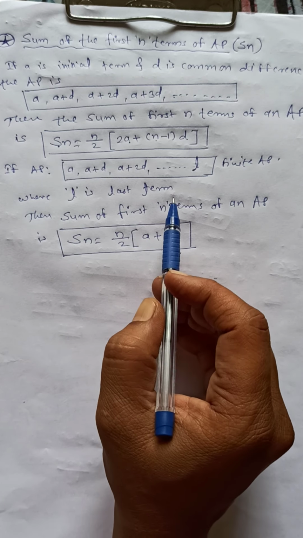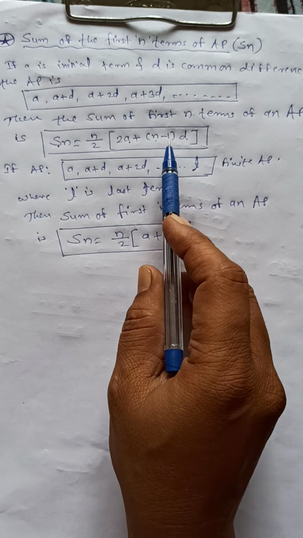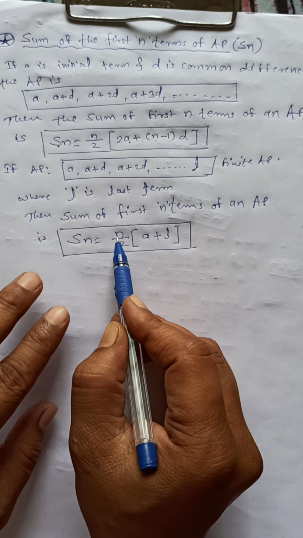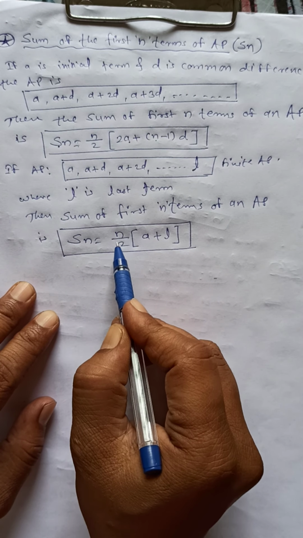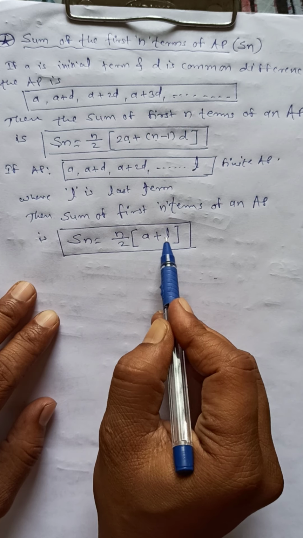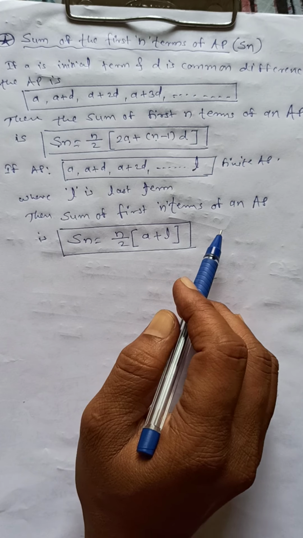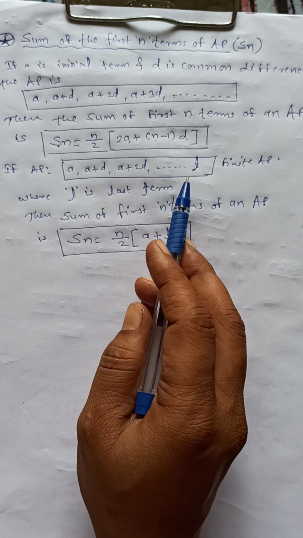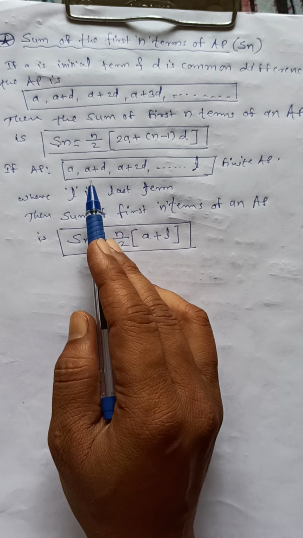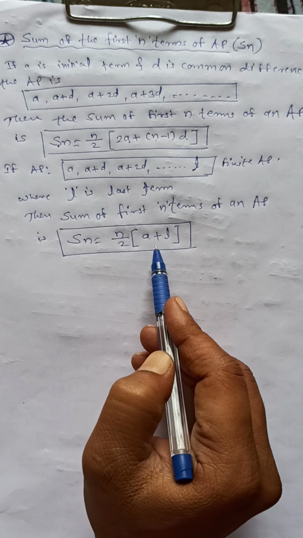Very simple. You don't have to get the common difference. You don't have to get the n minus 1 and twice A. Just very simple. Sn is equal to the number of terms n upon 2 into bracket A plus L, first term plus last term. That's it. If you know the first term and last term, then you can get the sum of the n terms is equal to n by 2 into A plus L.